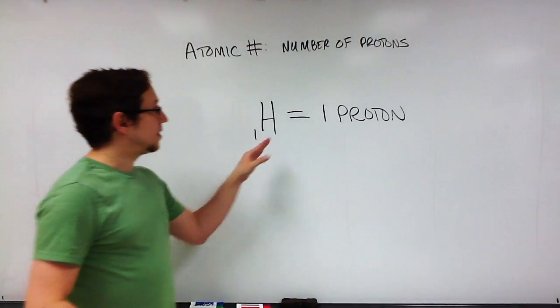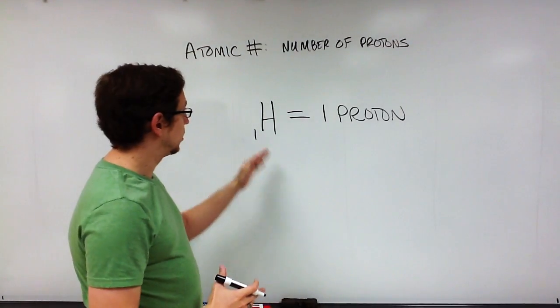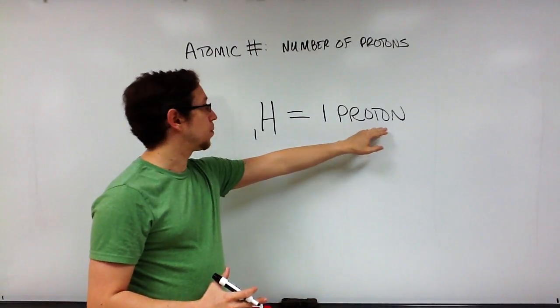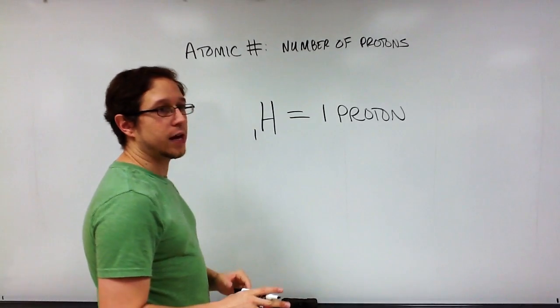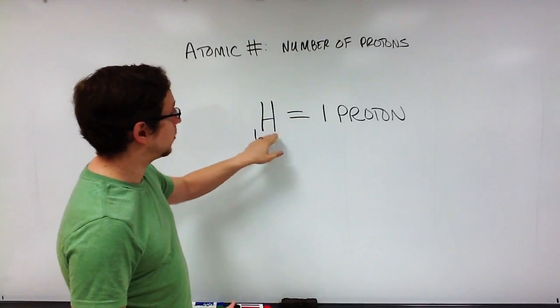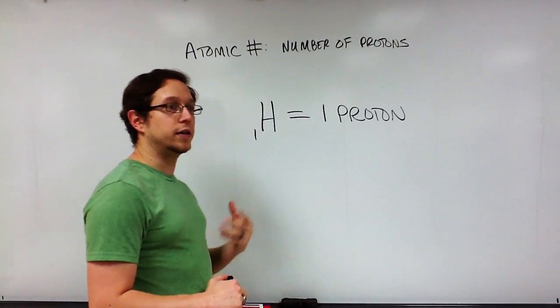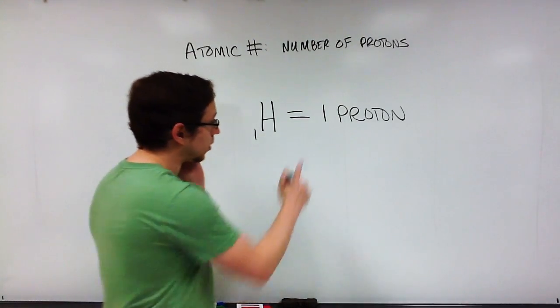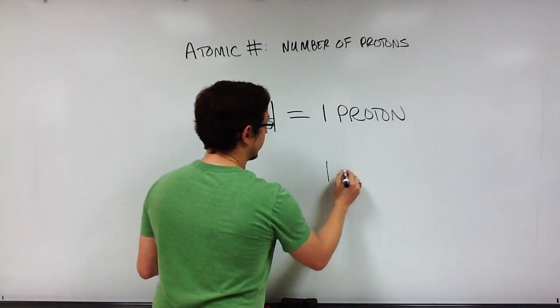Now, assuming that this atom has not engaged in a chemical reaction, this 1 proton will also happen to equal the number of electrons that this atom has. So if that atom of hydrogen has not engaged in a chemical bond or has not undergone chemical reaction, not only will it have 1 proton, but it will also have 1 electron.